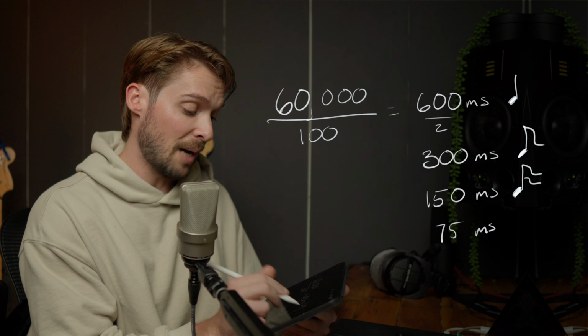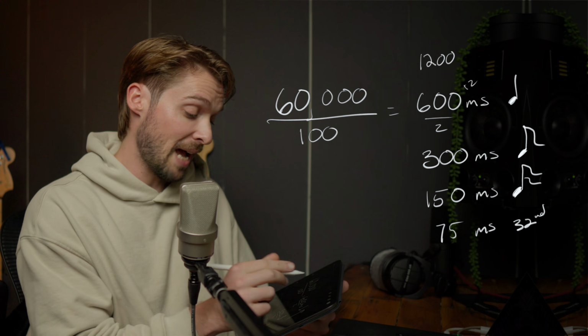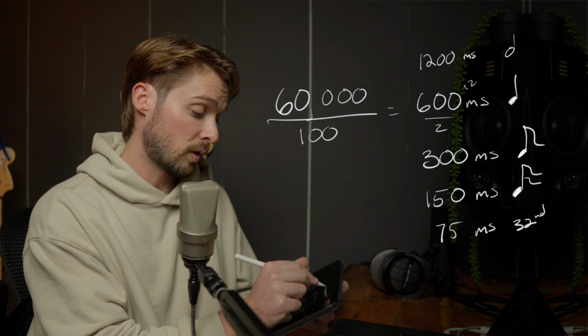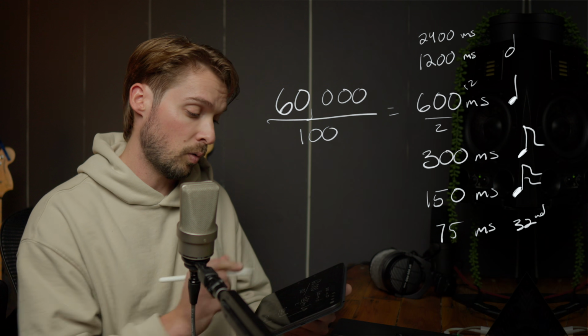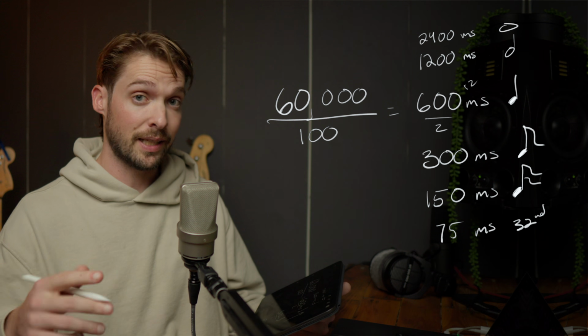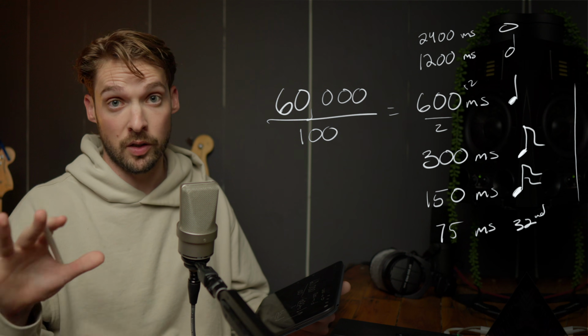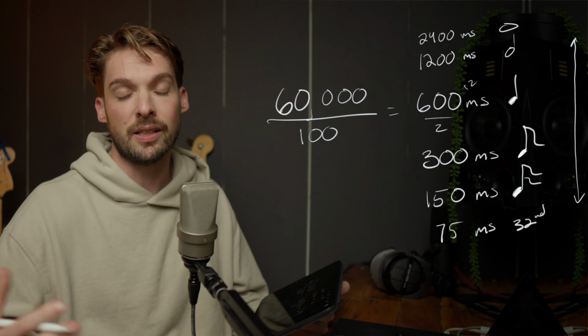We can also go the opposite way. We can multiply by 2 to get a half note. 1200 would be a half note, and then 2400 would be a whole note. Let's dial in our compressor with these settings across a couple of the different parts of the drum kit that I have demoed here, and we'll see the difference that it makes.